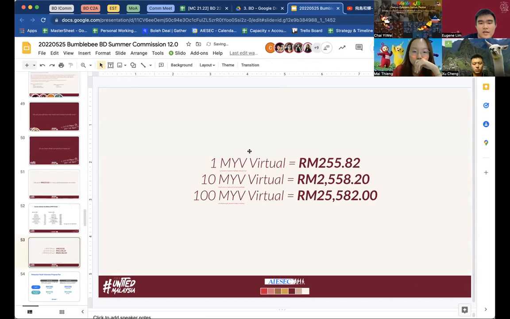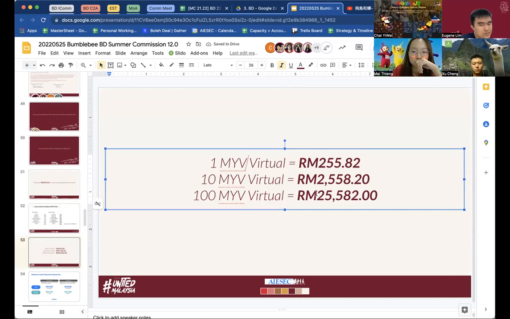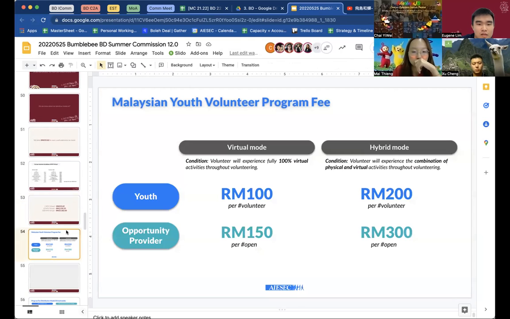If you have one MYV virtual, you're actually spending around 250 ringgit. Then 10 is 2,500. And if it's 100, which is the whole AM, actually the whole AM is a lot more than that, it means 25,000. And that is why our MYV program fee is charged at this pricing. You can see here there's a trend of 40 to 60%: 40% at 100 ringgit and then 150 ringgit for the 60% here.